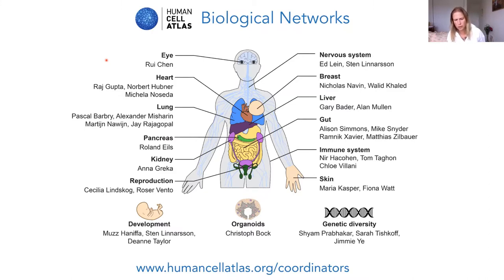And at the bottom, I also want to highlight that there are dimensions of human development, so embryonic and fetal development, organoids, which are in vitro systems, so organs in a dish, and genetic diversity, meaning inter-individual variation in the human population.